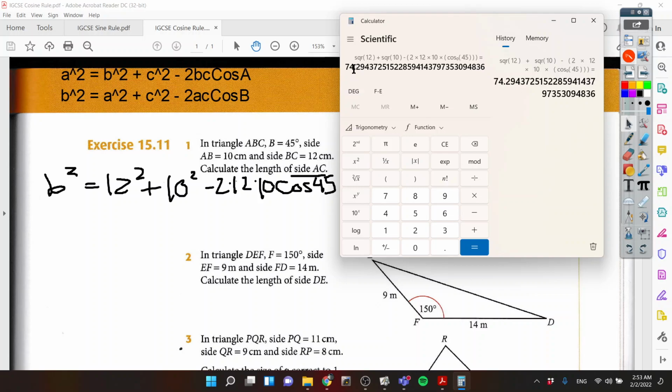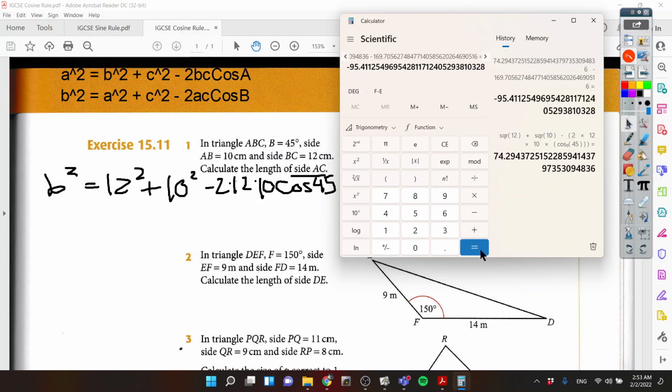that that's, is that the whole thing? Yeah, it must be. 74.29 sounds unreasonable. Oh no, it's not unreasonable. 74 point, what was it? 74.3, and that's b squared.